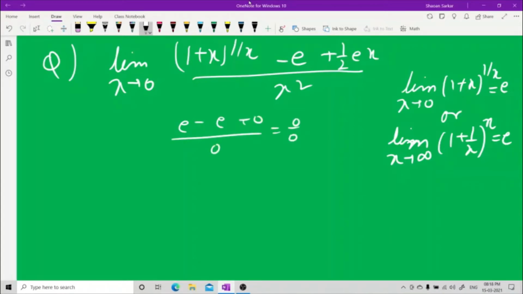that is 0 by 0. So it is a 0 by 0 form. Now you need to use L'Hopital's rule.